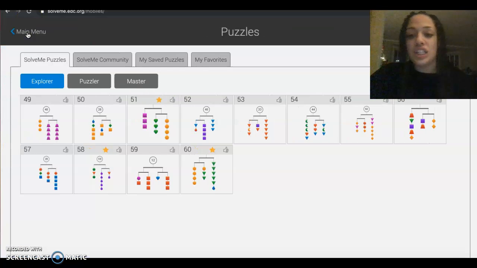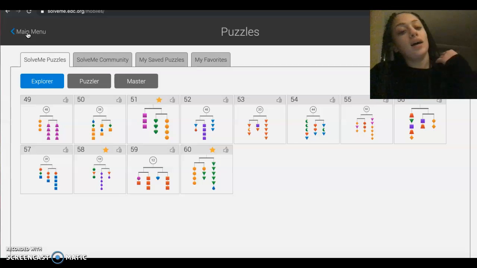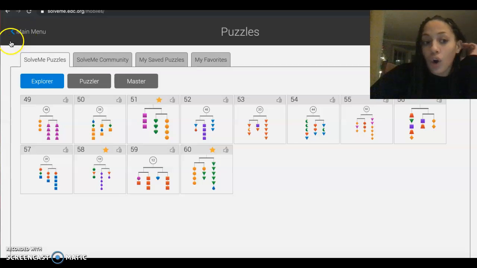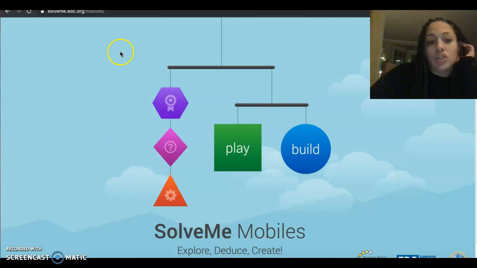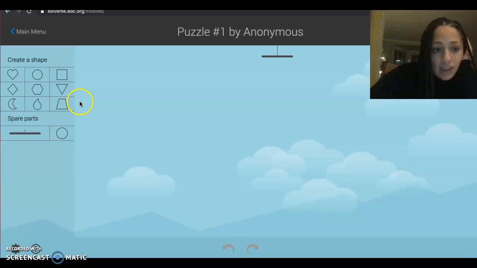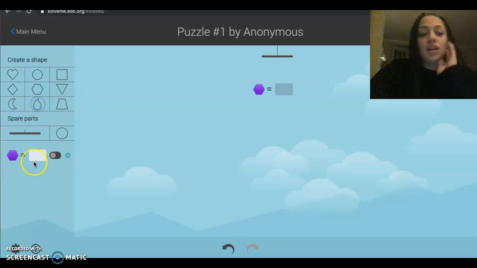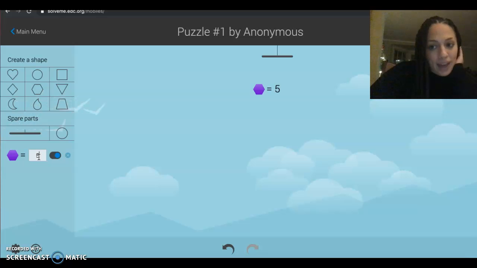So now, this is going to be our exit slip. We are going to create our own Solve Me puzzle. So you go back to the home page, and we're going to click Build. And we could use these tools to make our own puzzle. We'll be right back and play with you guys.